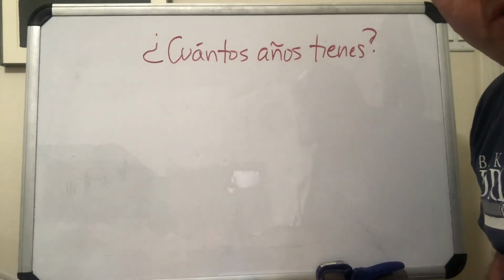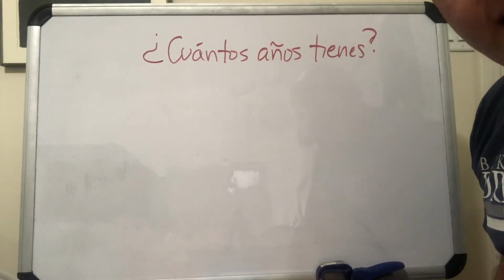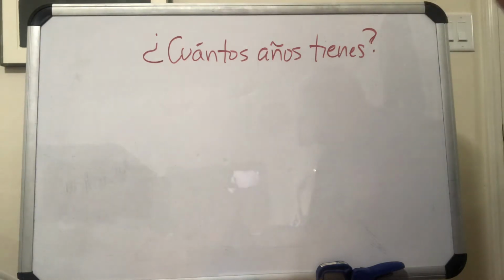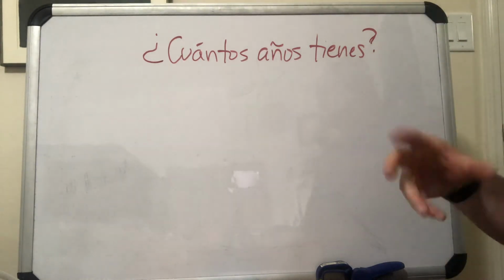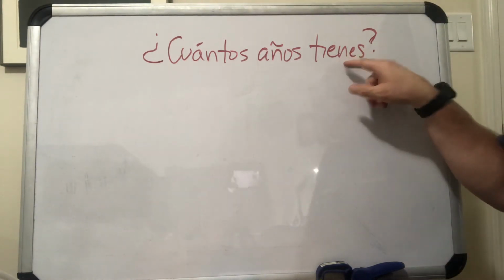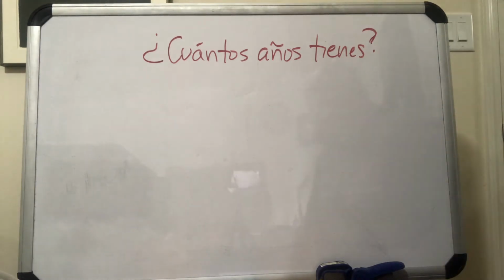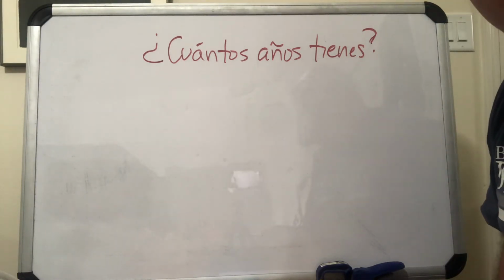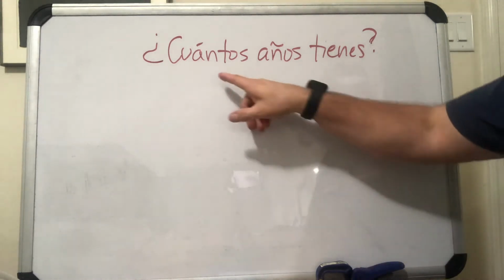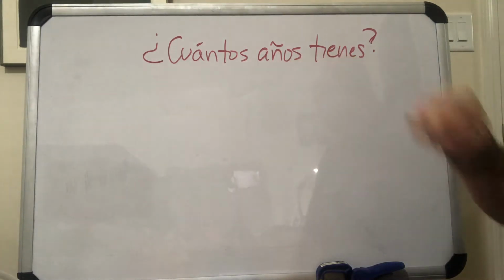Okay, muchachos, in this video we're going to talk about how to ask someone their age and respond to that. And it gets a little tricky because in Spanish they use the verb tener, and in English we use the verb to be. We say, how old are you? And in Spanish the direct translation is, how many years do you have?